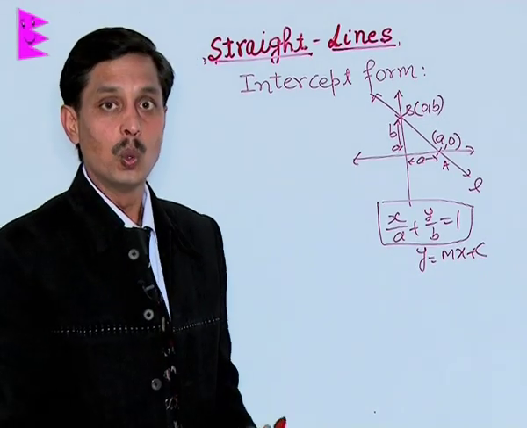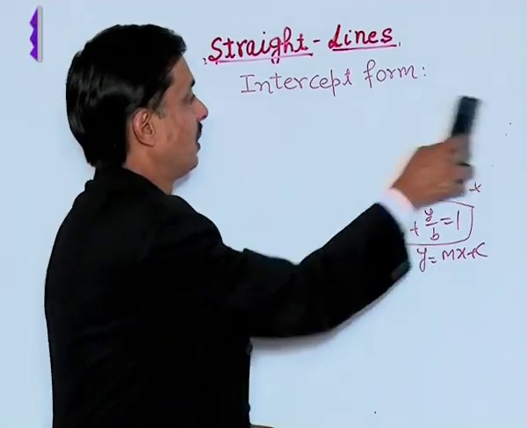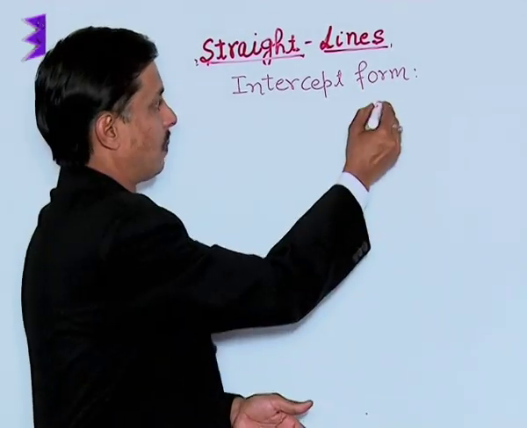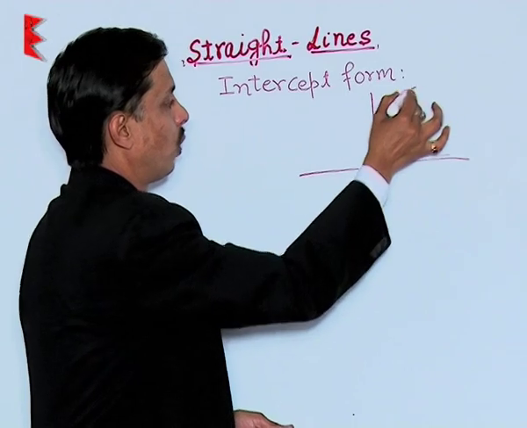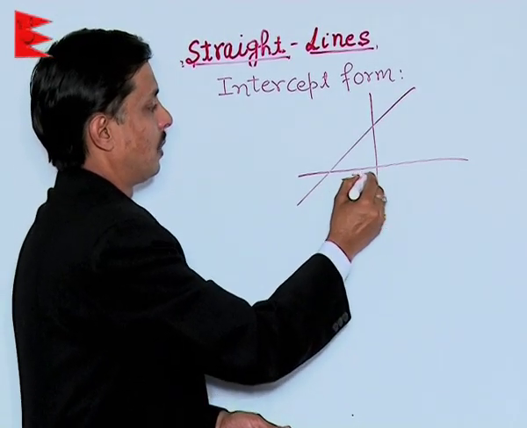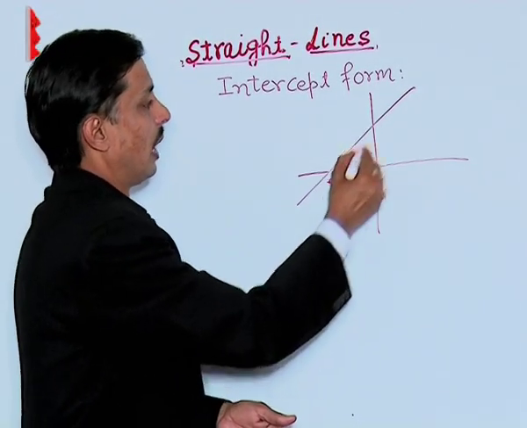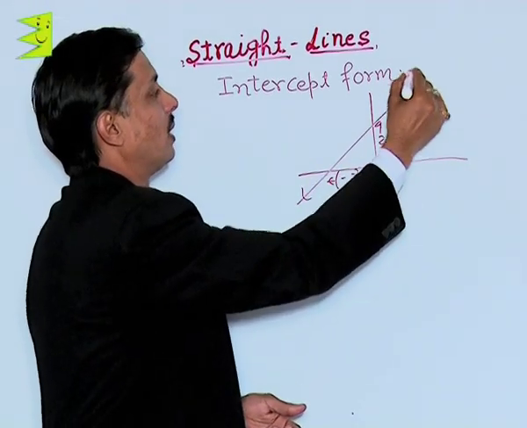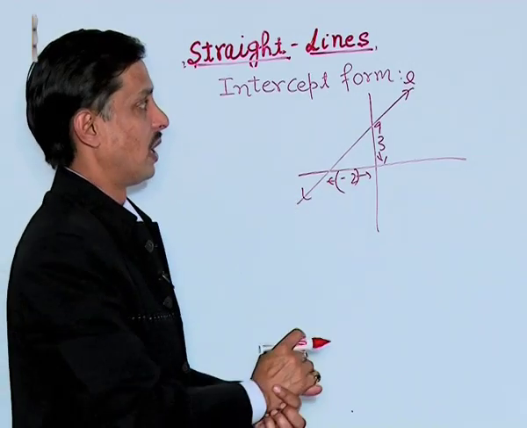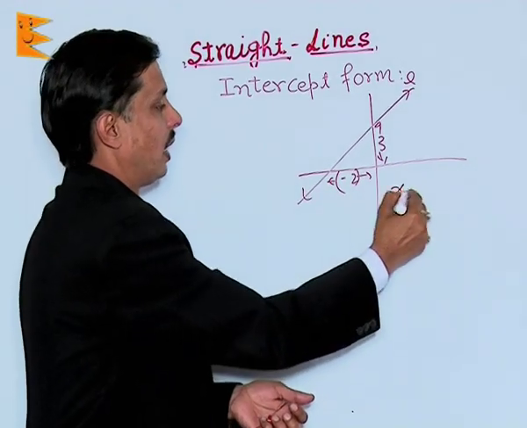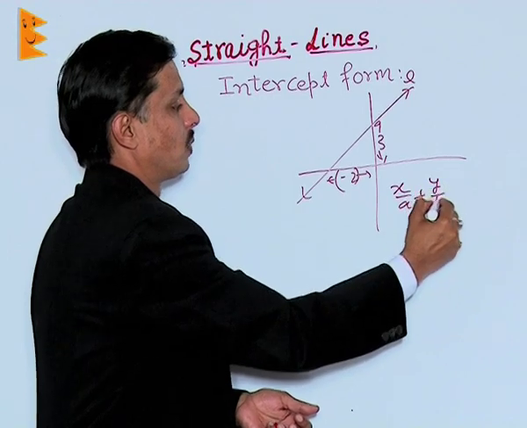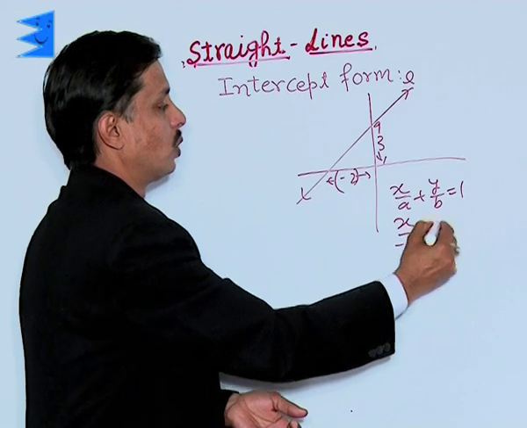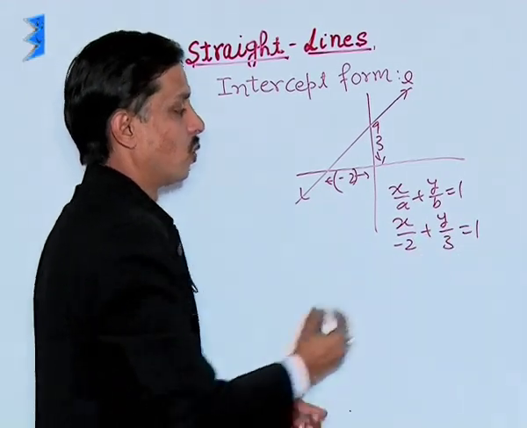Let me explain one example: a line is cutting off intercepts of length -2 and 3 units. This intercept is of -2 units and here the intercept is of 3 units. Then what is the equation of the line? We know that it is x upon a plus y upon b is equal to 1. That we can say x upon -2 plus y upon 3 is equal to 1.